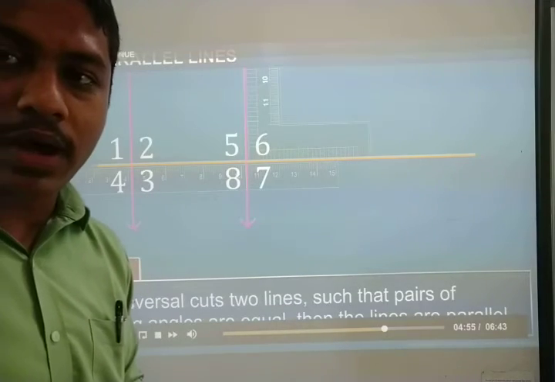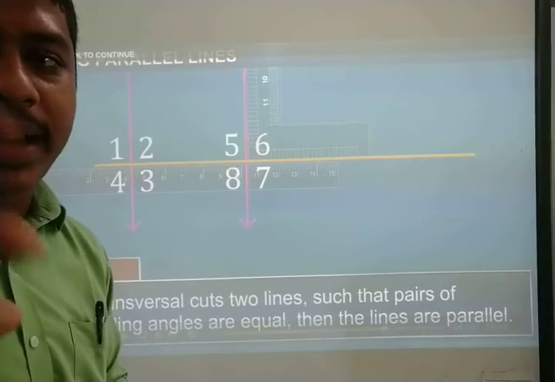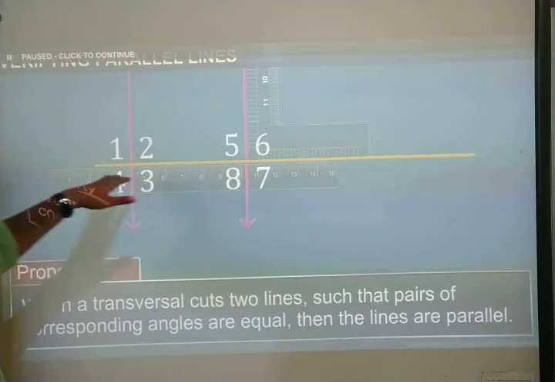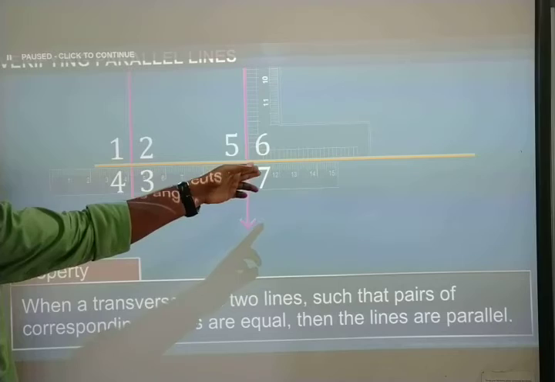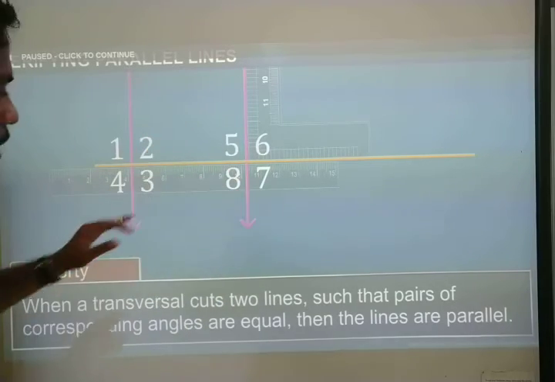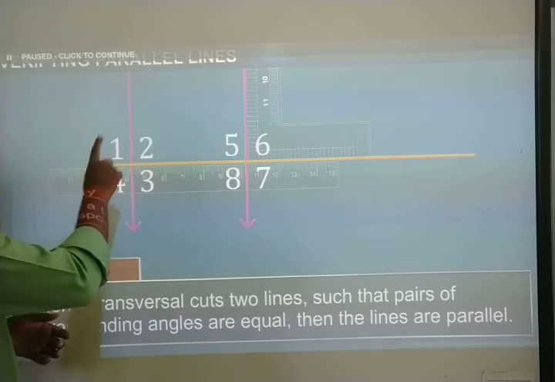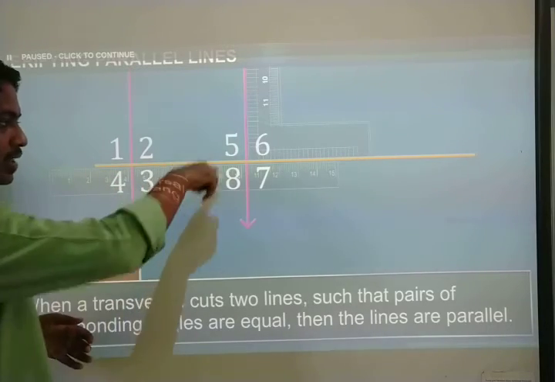So we have seen what we need to do to prove whether the lines are parallel or not. Firstly, draw two parallel lines. You take a scale, then you draw a straight line. That will be a transversal. After that, you measure the angles that we have got. This is angle 1, 2, 3, 4, you just mark it, 5, 6, 7, 8, you mark it.